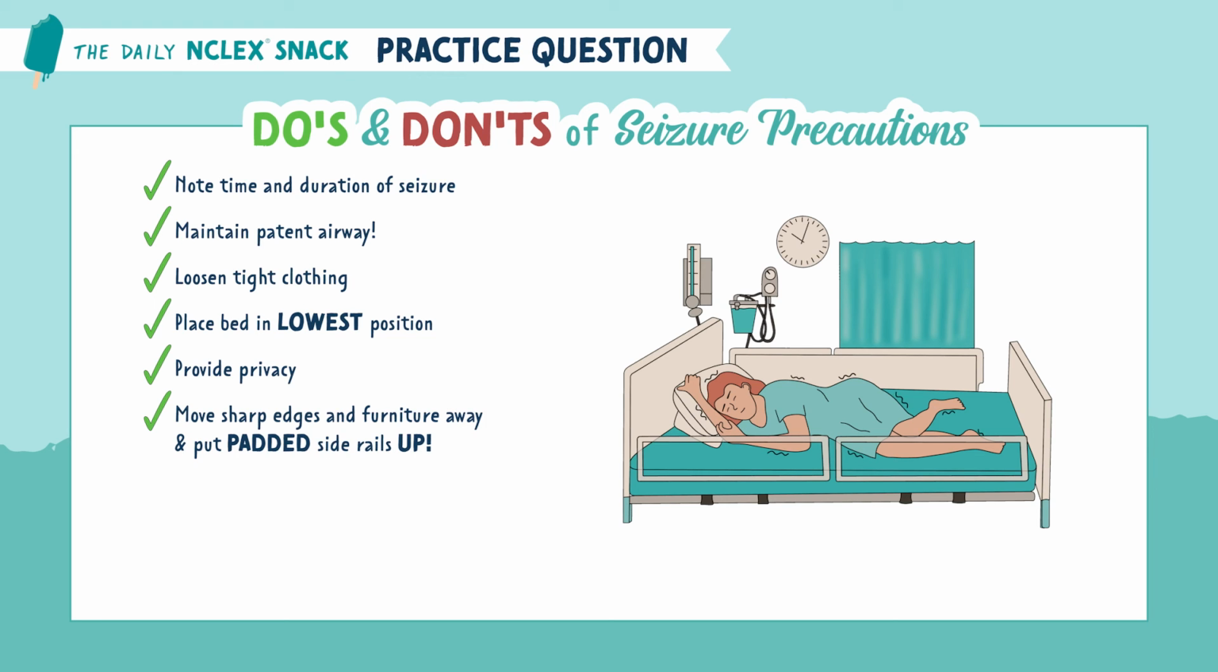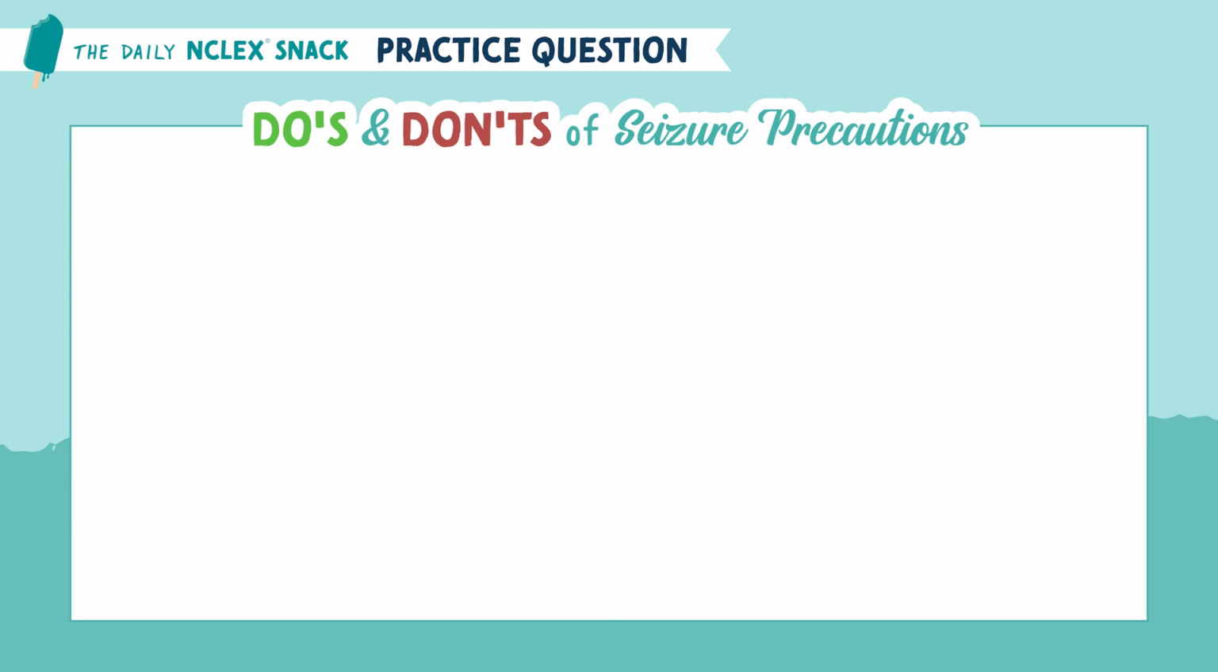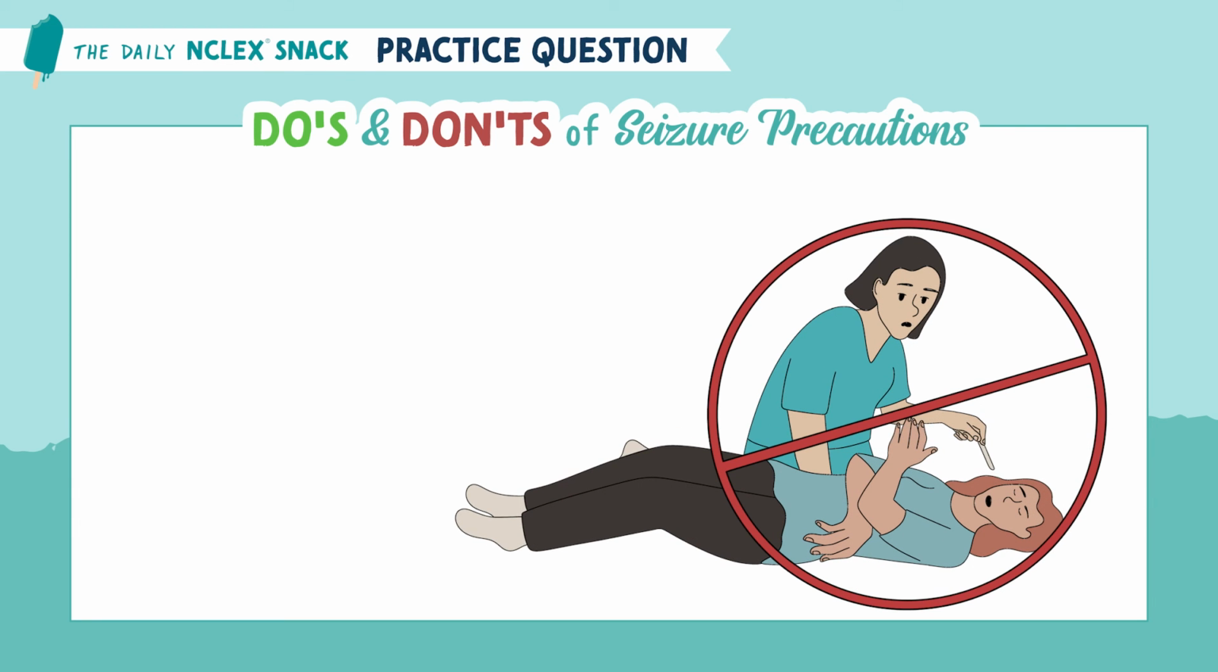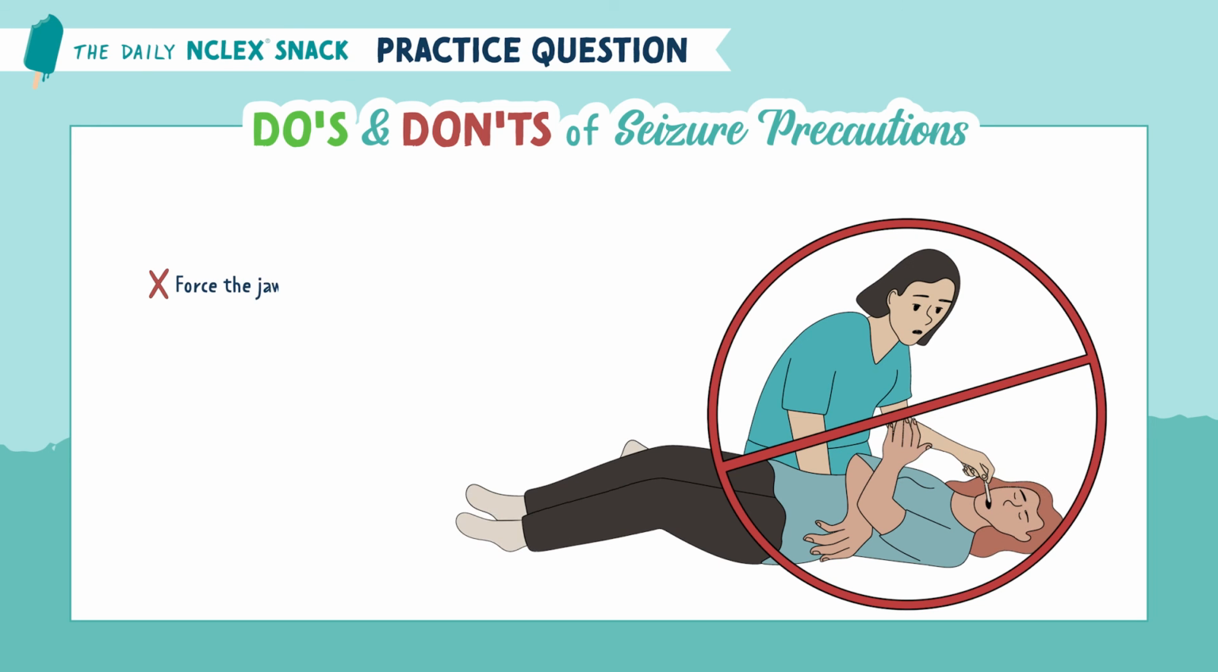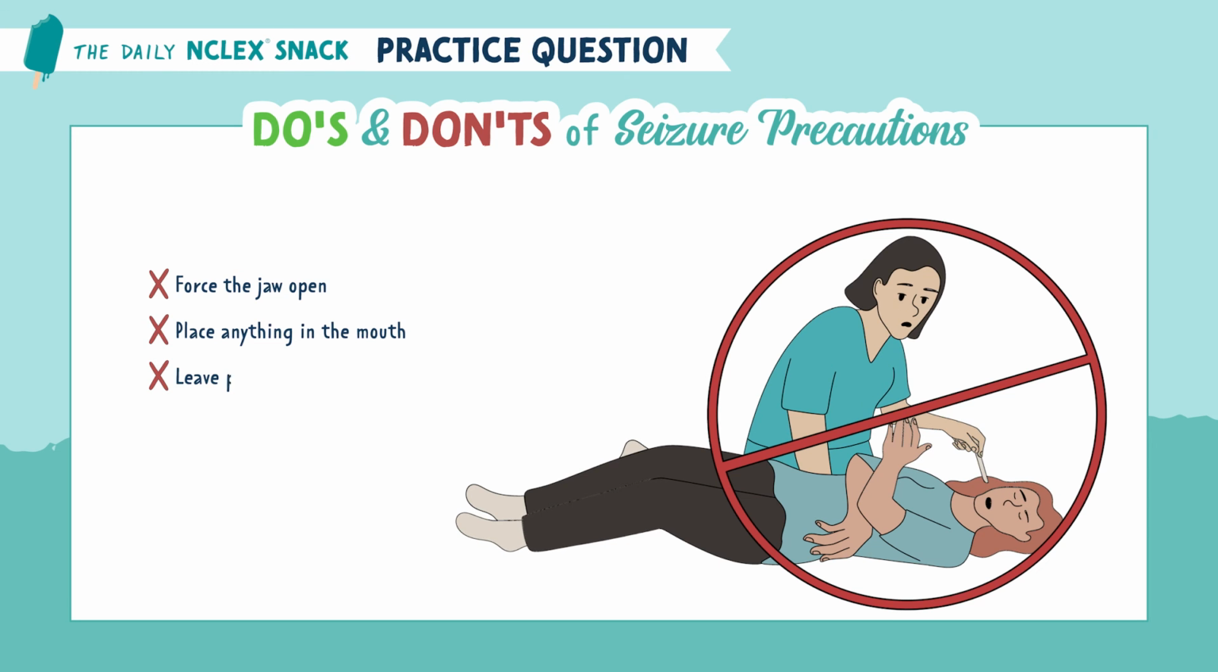And remember, you want to turn the patient to side-lying position to decrease aspiration risk and cushion the head with a pillow. Okay, now for the don'ts. You never want to do these things when a patient is having a seizure. You never want to force the jaw open. You never want to place anything in their mouth. You never want to leave the patient unattended. And you never want to move the patient unless they're in imminent danger.